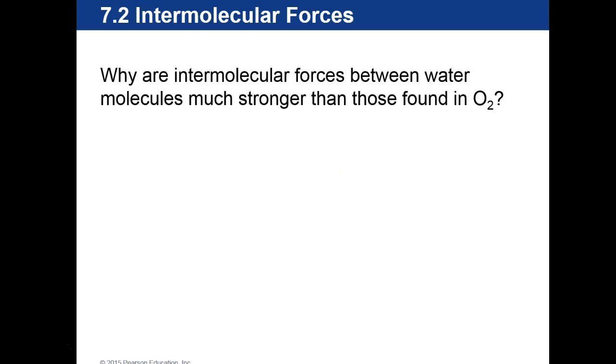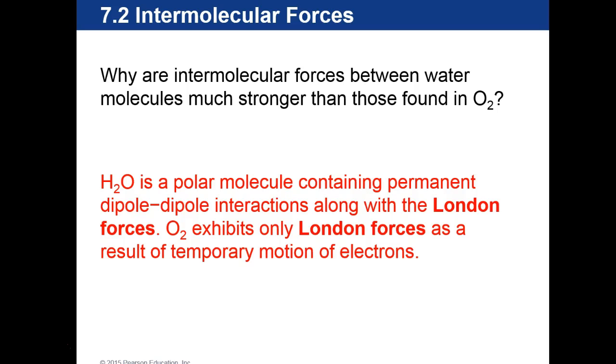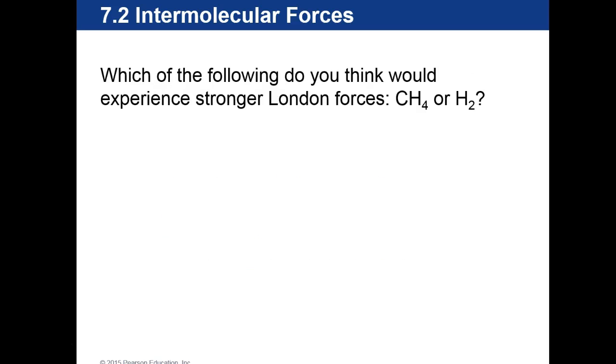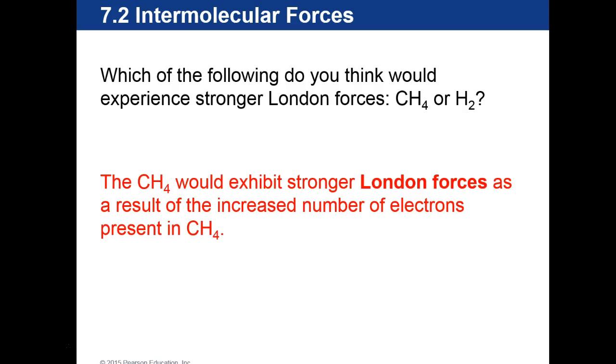So why are intermolecular forces between water molecules much stronger than those found in oxygen? Water is a polar molecule containing permanent dipole-dipole interactions along with these London forces. O2 only exhibits London forces as a result of the temporary motion of those electrons. So which of the following do you think would experience a stronger London force, methane or hydrogen? The CH4 would exhibit stronger London forces as a result of the increased number of electrons present in the CH4.